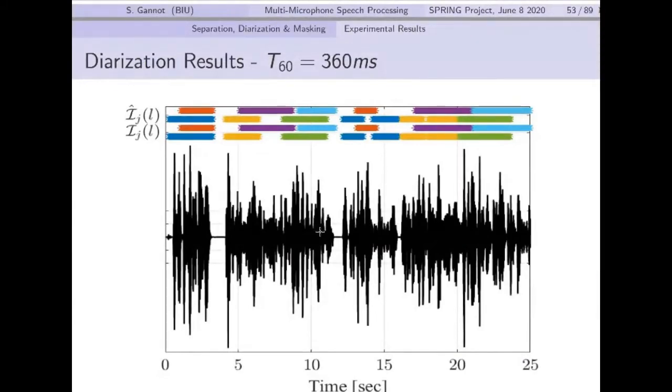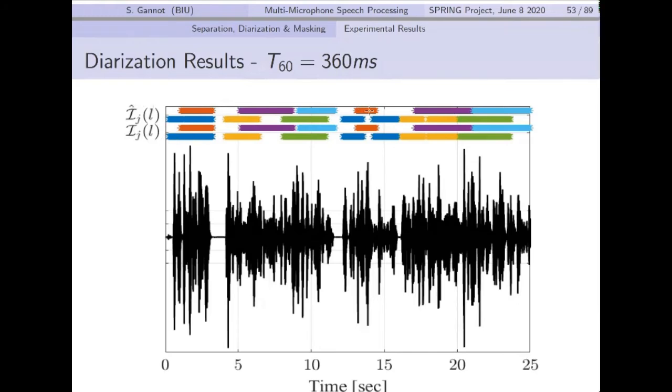Later I will play some sound files. So this is an analysis. We have the reverberation time 360 milliseconds, like an office. You also have this database 610, which is larger than the waiting room that I measured in the hospital. And here you can see the real activities without the hat and the estimated activities.